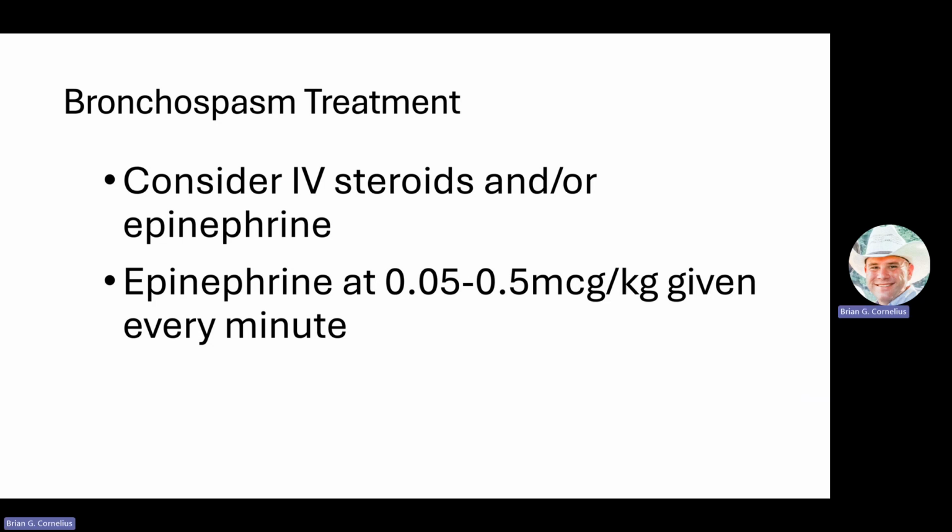And here's the doses for you for epinephrine. It's a little bit different than your code dose, 0.05 to 0.5 mics per kg. And you may repeat it as often as every minute. Remember, it works very fast. So if it's not working, you may need to give more.